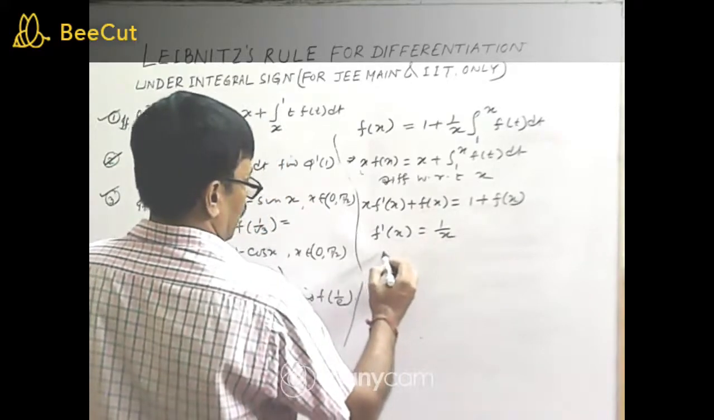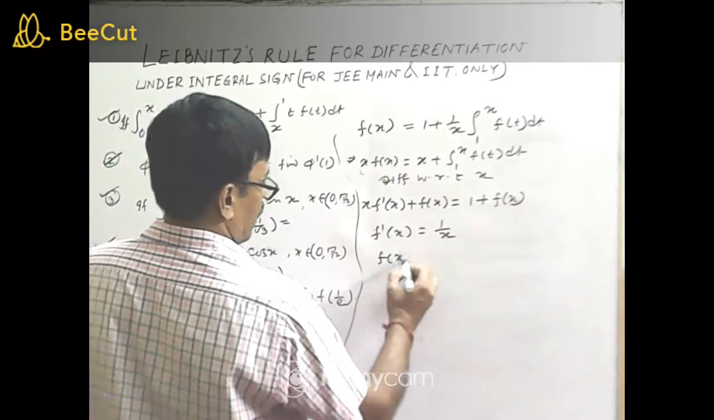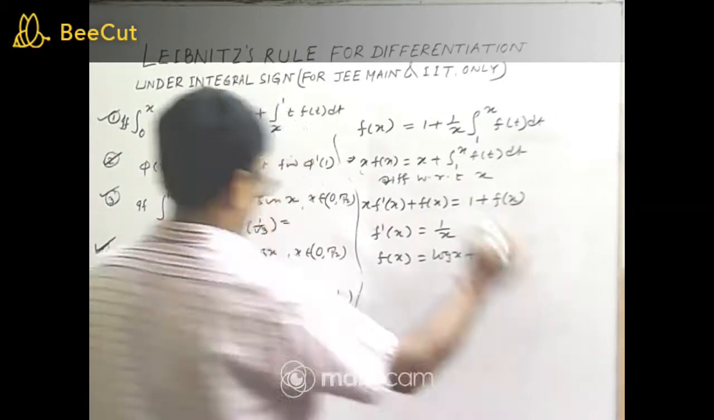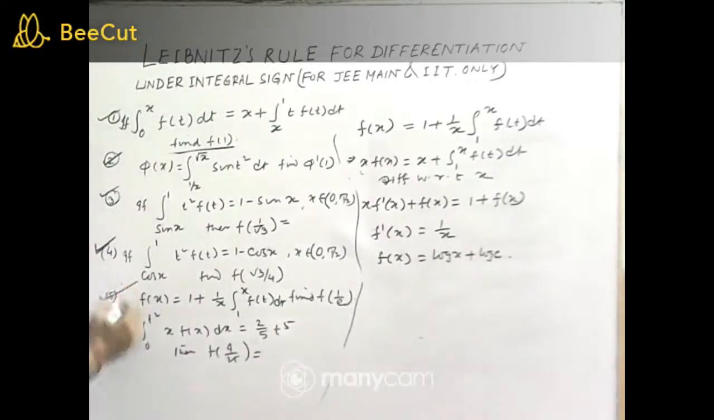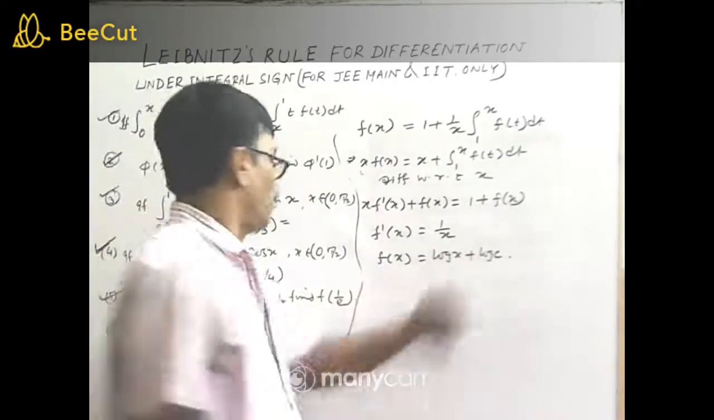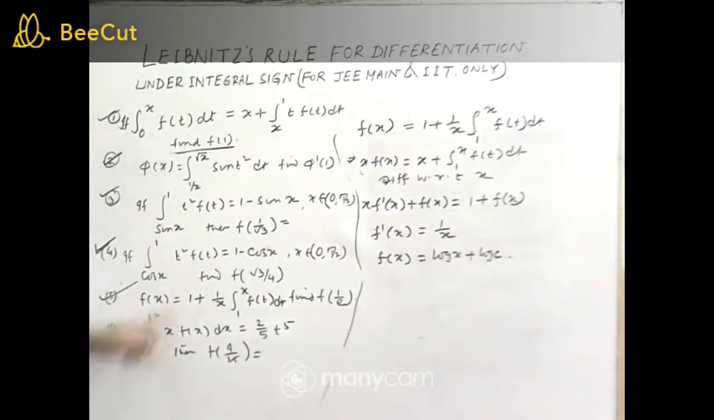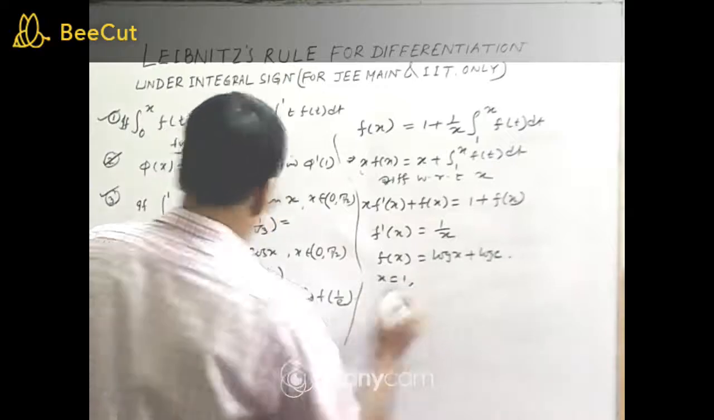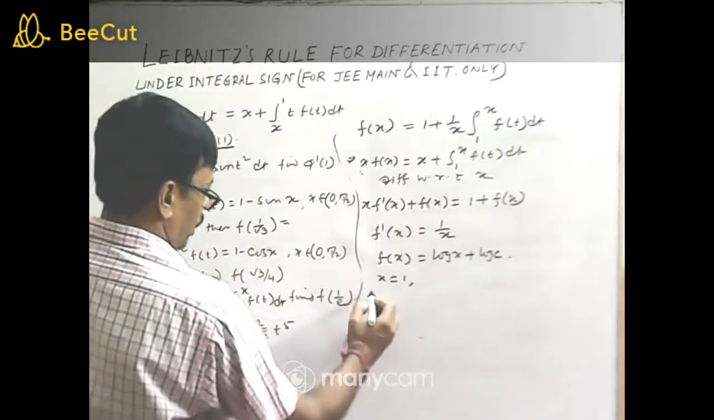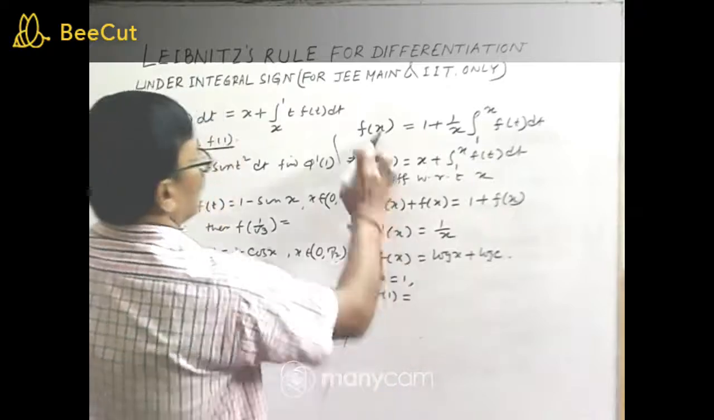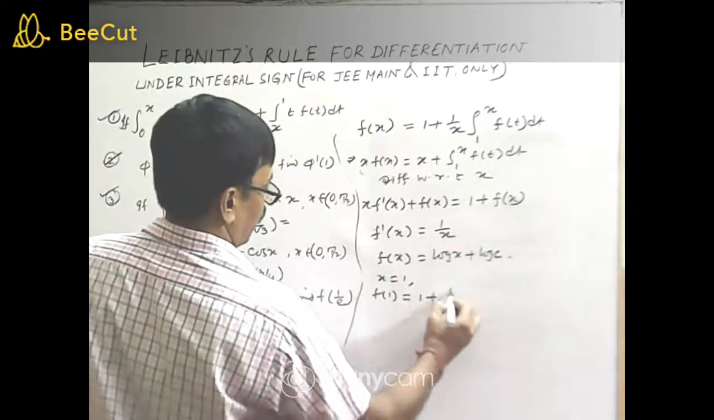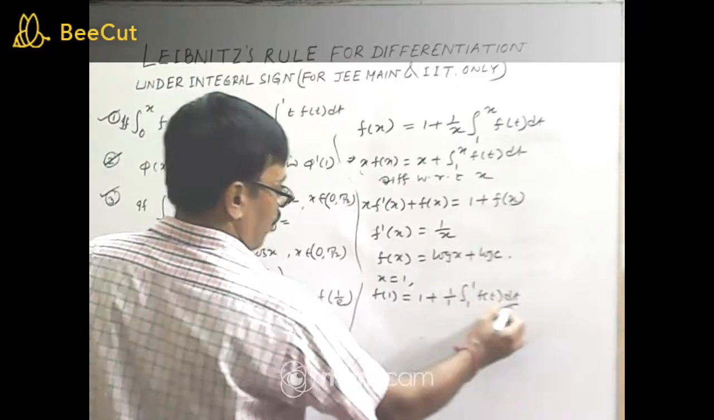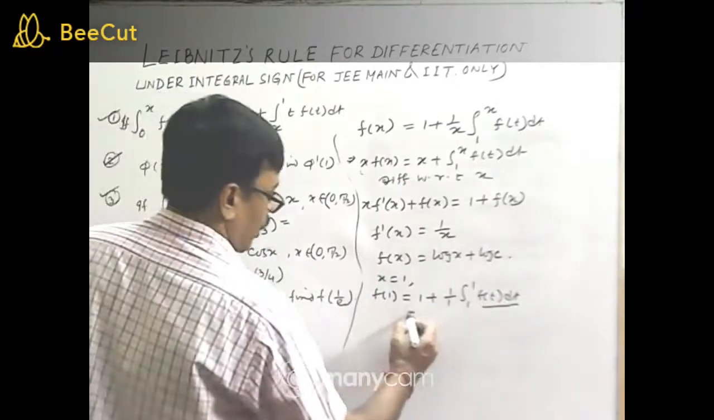Now, so what is f(x)? Integrating, we get f(x) equals log x plus log c. Now you have to calculate c by using the condition. Now look, no condition is given, but if we put x equals to 1 in the given relation, what are we getting? f(1) equals 1 plus the integral from 1 to 1 of f(t) dt. Upper limit, lower limit same, so f(1) is 1.